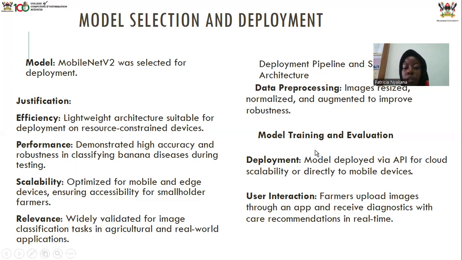During model training and evaluation, we deployed the model via Render for cloud scalability, so that it could be directly accessible by farmers on either mobile devices, maybe your phone or a tablet, as well as a laptop. So for user interaction, the farmer can either upload images through the app, or they can take a picture of a banana leaf image and then receive diagnostics with treatment recommendations in real time.